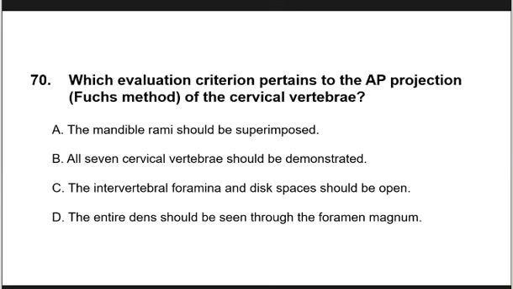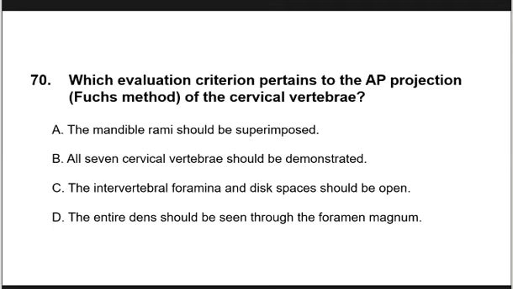Which evaluation criterion pertains to the AP projection of the cervical vertebrae? So an AP projection such as what we call the FATCH method. When we say FATCH method for the cervical vertebrae, this is just for the demonstration of C1 and C2. We have methods used to demonstrate C1 and C2. What were those methods again? We have the AP FATCH method, the PA-JAD method, the AP open mouth, and the Kasabak method. Those are the methods we use to demonstrate specifically C1 and C2.